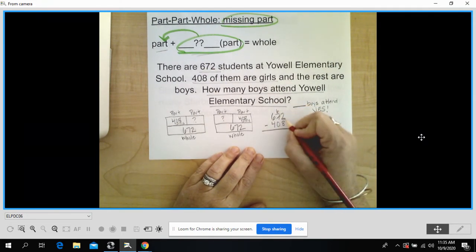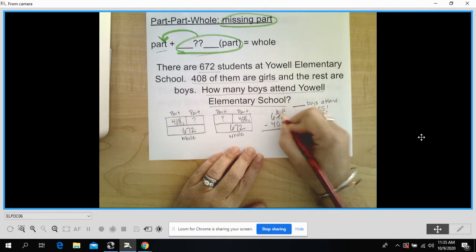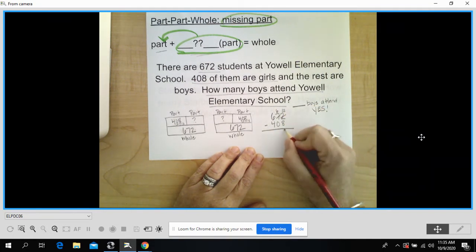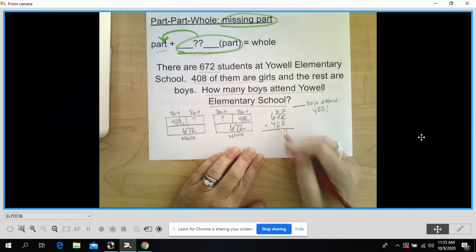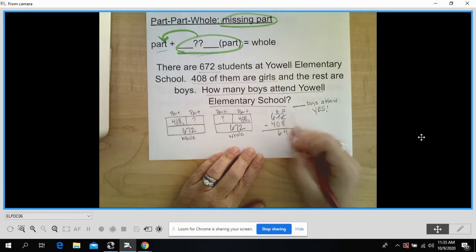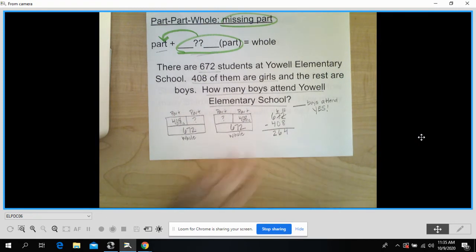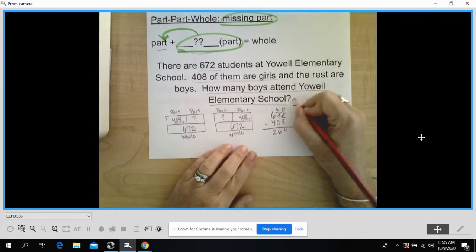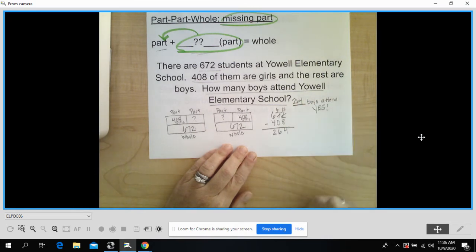This is going to become a 6, and this gets to now become a 12. 12 minus 8 is 4. 6 minus 0 is 6, and 6 minus 4 is 2. So how many boys attend Yowl Elementary School? 264. Way to go, everybody. And that answers now my question.